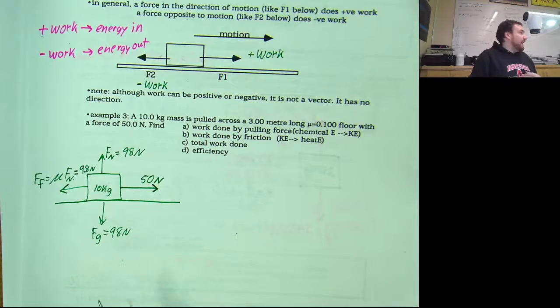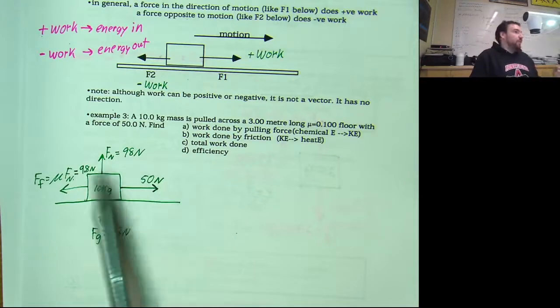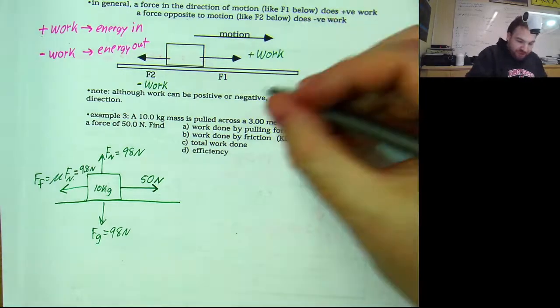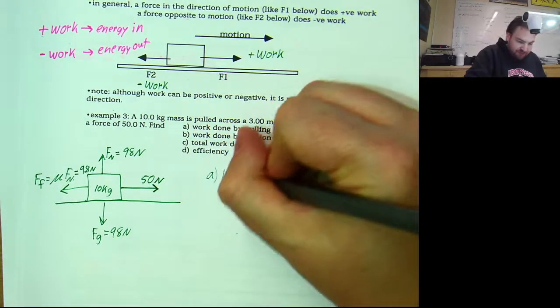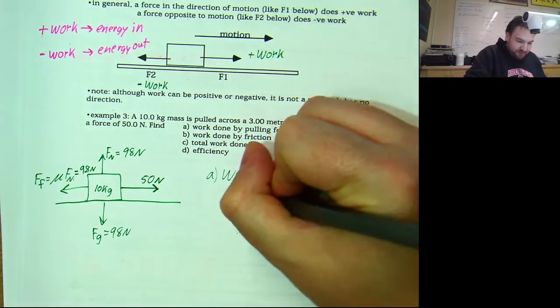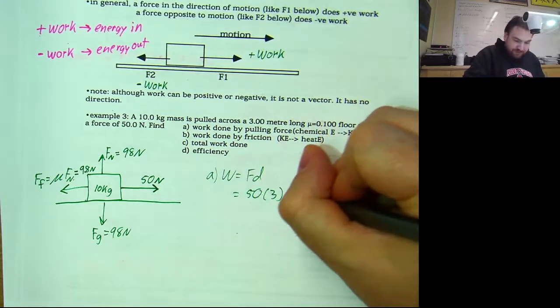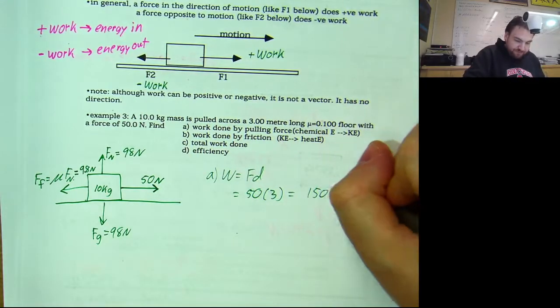If at any point you have questions about where stuff came from, please let me know, but I'm hoping we're familiar with friction. I'm just going to assume that we're good with certain parts of it. So work done by the pulling force, that's just force times the distance. The force was 50. The distance is 3. It's 150 joules.